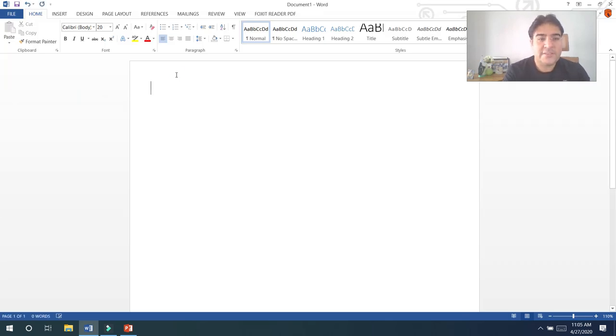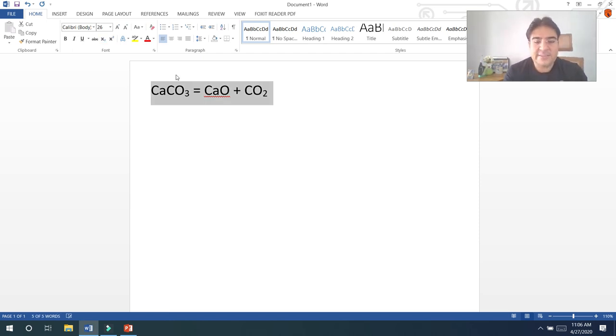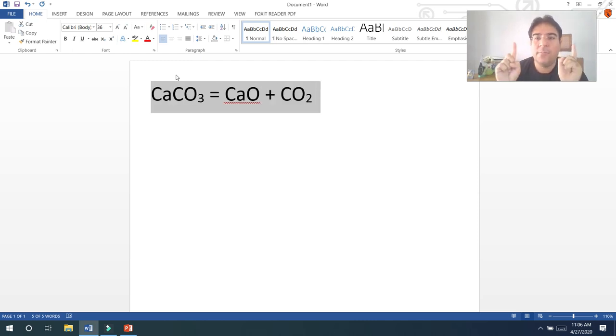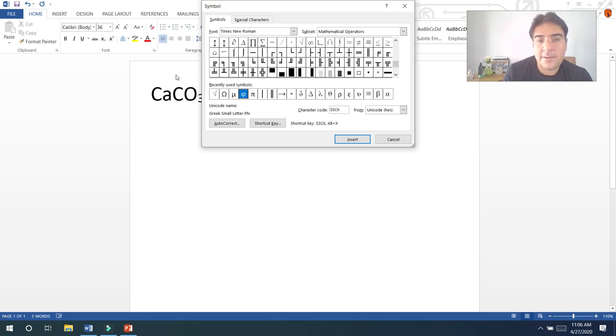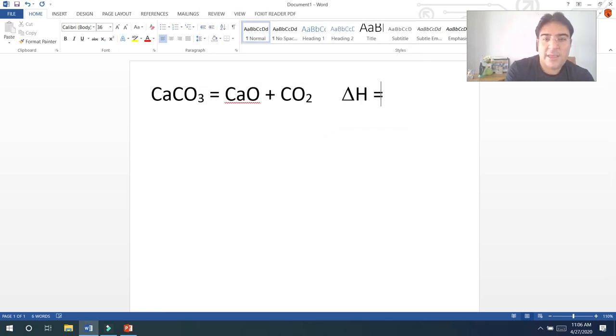So for example, this is the ninth question: CaCO3, and then it becomes CaO plus CO2. Now you can see in this reaction very easily that there is one mole, one volume, on the reactant side, however two volumes on the product side. And they also mention here that the reaction is endothermic by nature, so the delta H value is positive 176 kilojoule per mole.